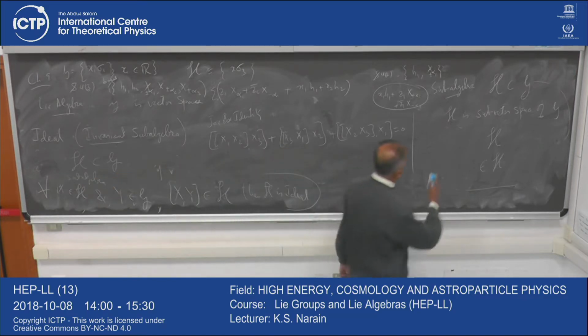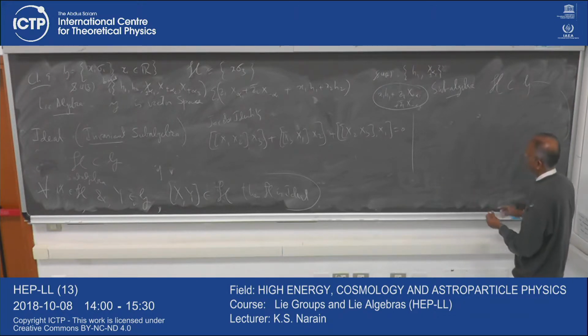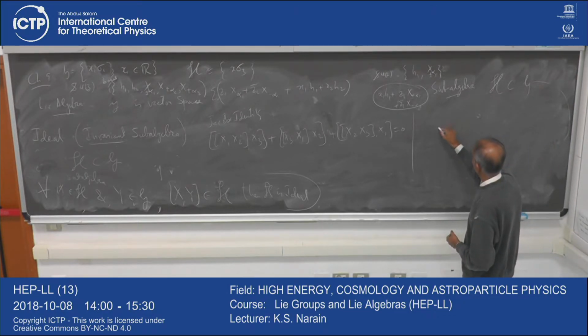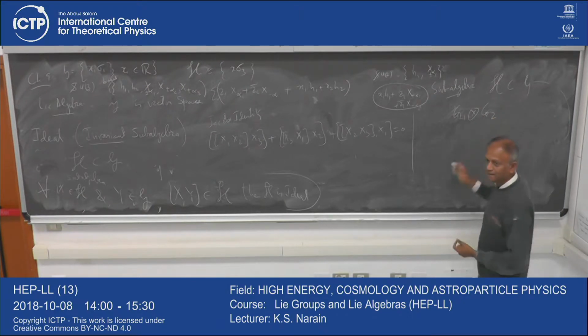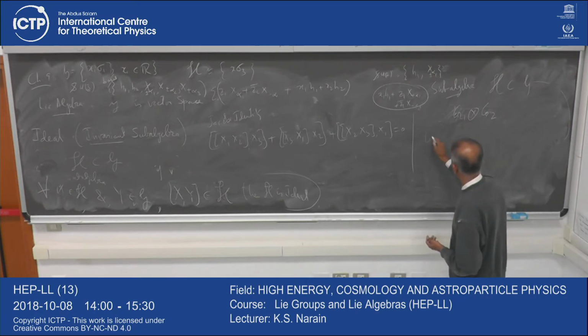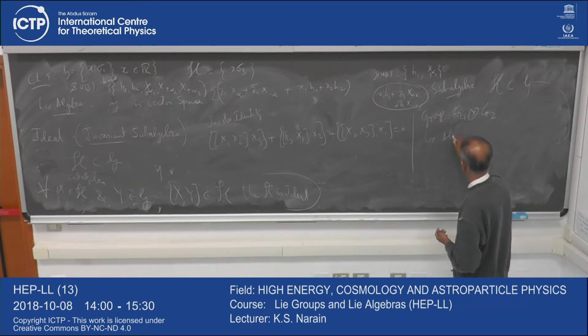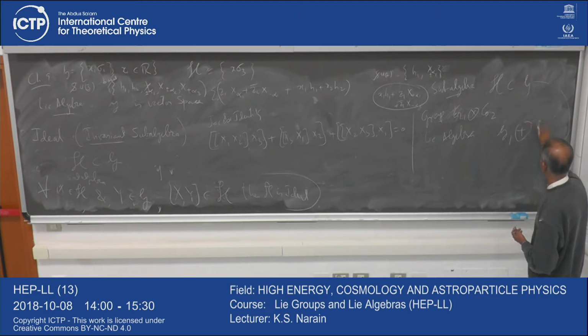Okay, let's just give some examples. Then the situation will become clearer. Take a simple case: the direct product group SU2 times U1. Or take any group, G1 times G2. Two groups, I'm taking the direct product. At the level of the Lie algebra, it's a direct sum, let's say G1 plus G2.